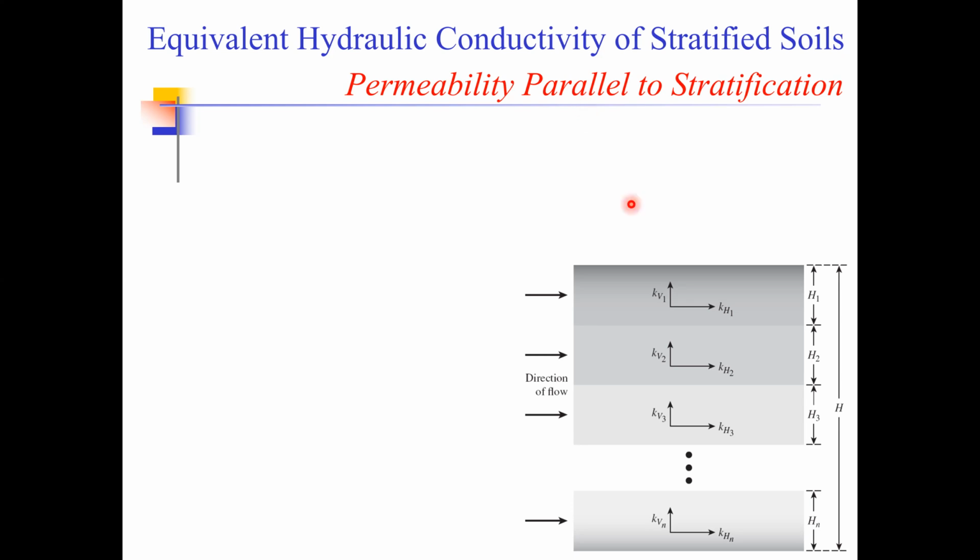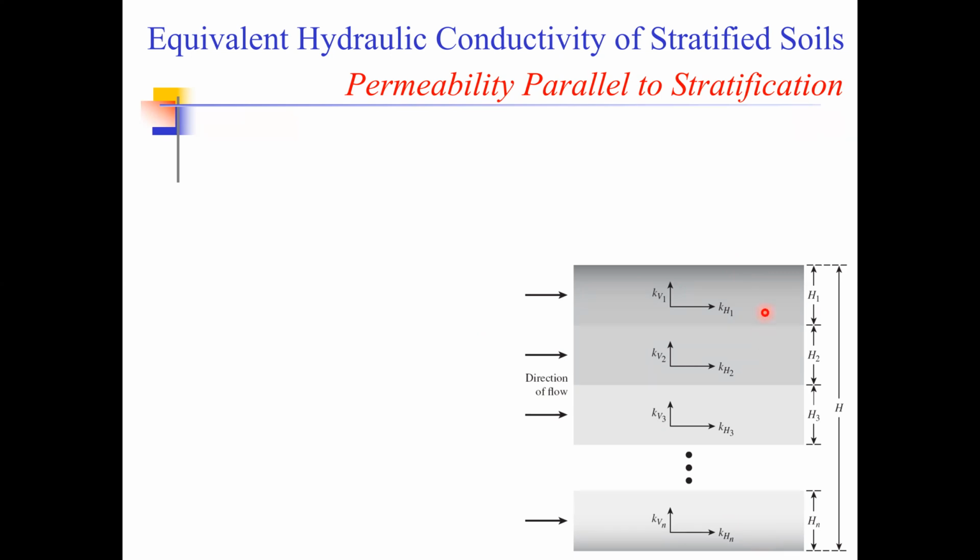Let's consider an example as shown in this figure, where we have several different layers of soil. Let's assume that the water is flowing parallel to these layers. Our objective is to estimate the equivalent hydraulic conductivity of the whole strata. Once again, previously all we have been doing is determining the hydraulic conductivity of a uniform soil, the same soil from top to bottom.